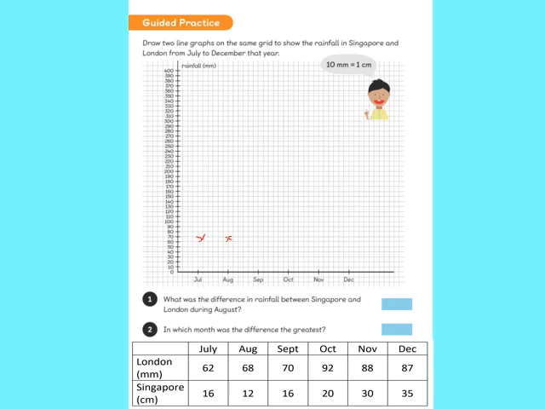And if I look at September, they had 70 millimetres of rain. So I go to September, go to the point where it intersects with 70 on the y-axis, and I can put that cross in there. Now I want you to put the rest of the information for London on yourself, but before you do that, let's have a look at Singapore together.